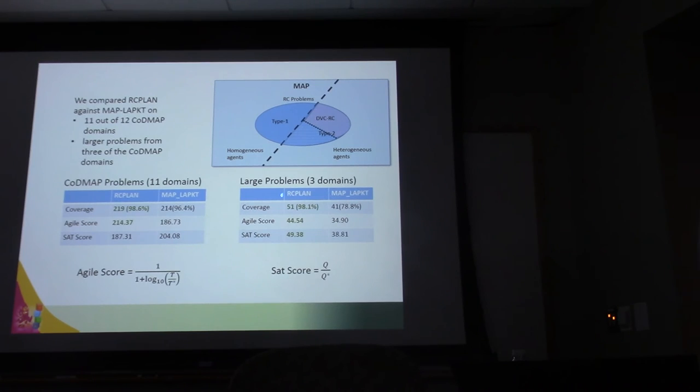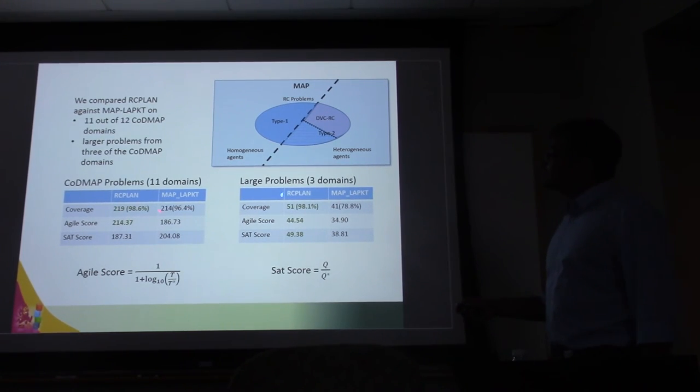So finally, what we did was we took this supposedly multi-agent planning benchmark, which is the problem that we used in the last CodeMap competition, this planning competition for multi-agent planners, and we tried to run our planner on it. What we found out, surprisingly, is that we are able to solve almost all of the problems, even though we designed our planner only for this specific subset.